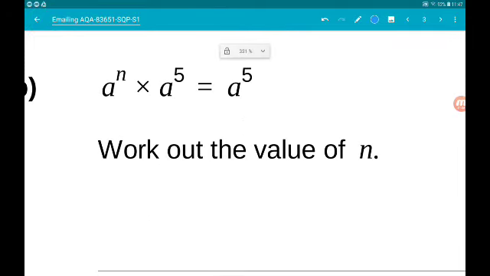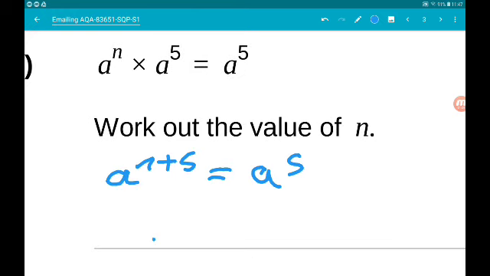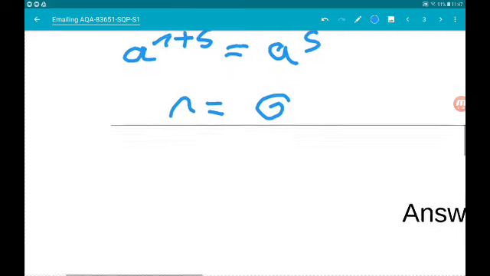Okay, 1b. a to the n times a to the 5 is a to the 5. Work out the value of n. So, a to the n times a to the 5 is a to the n add 5. Now for that to be equal to a to the 5, n is going to have to be 0.